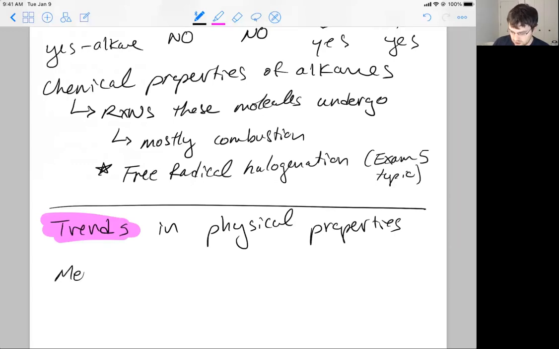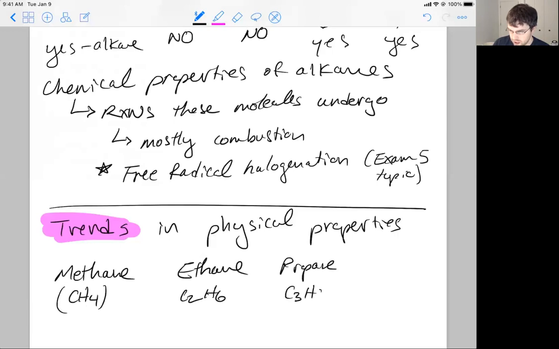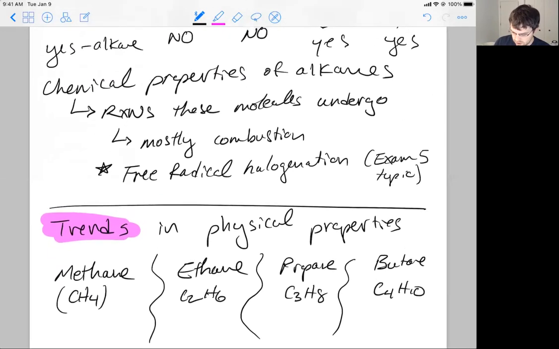Now, what I want to show you is methane, which is CH4, ethane, which is C2H6, propane, which is C3H8, and butane, which is C4H10. What do I want to show you about each of these? I want to compare their boiling points. The boiling point for methane is negative 161.7 degrees Celsius. Ethane is minus 88.6 degrees Celsius.